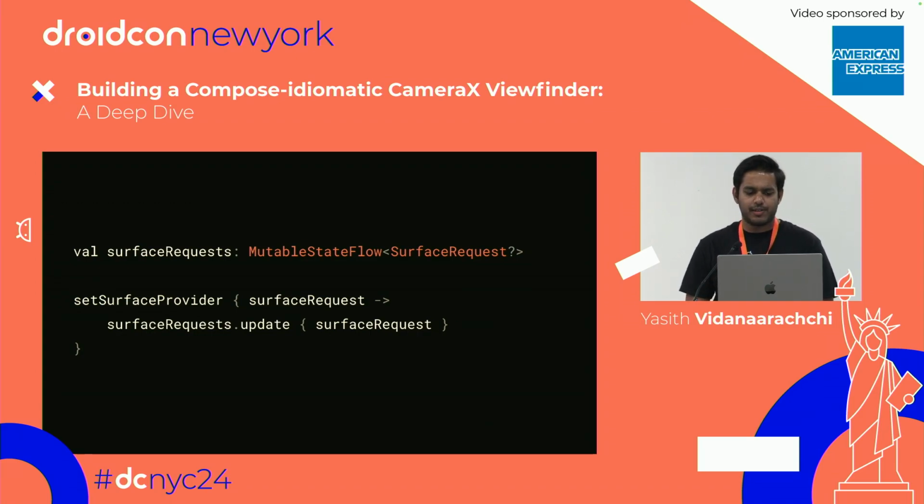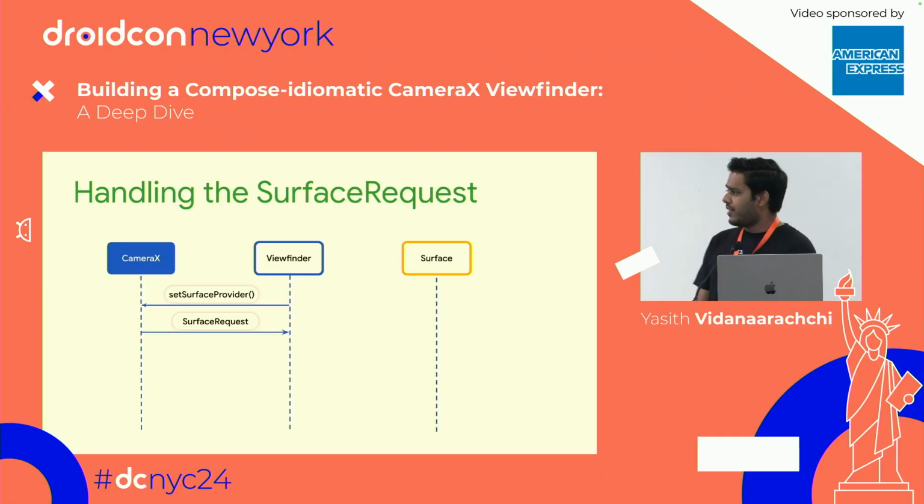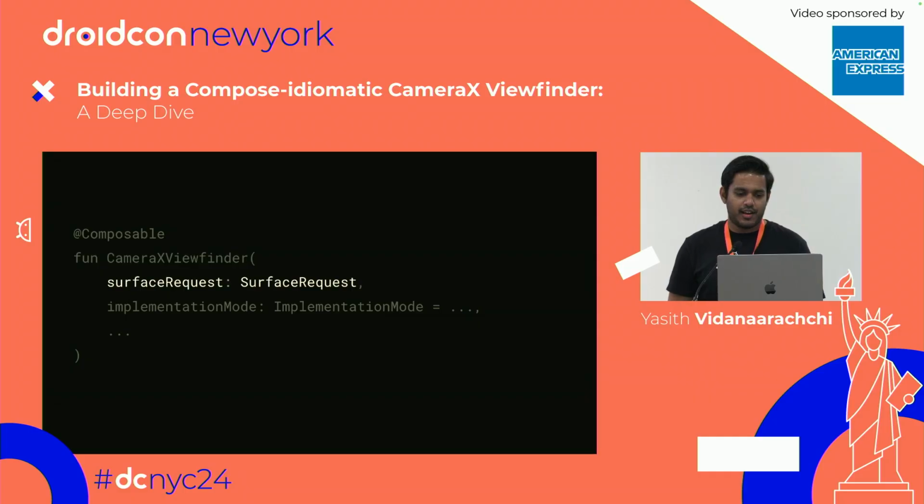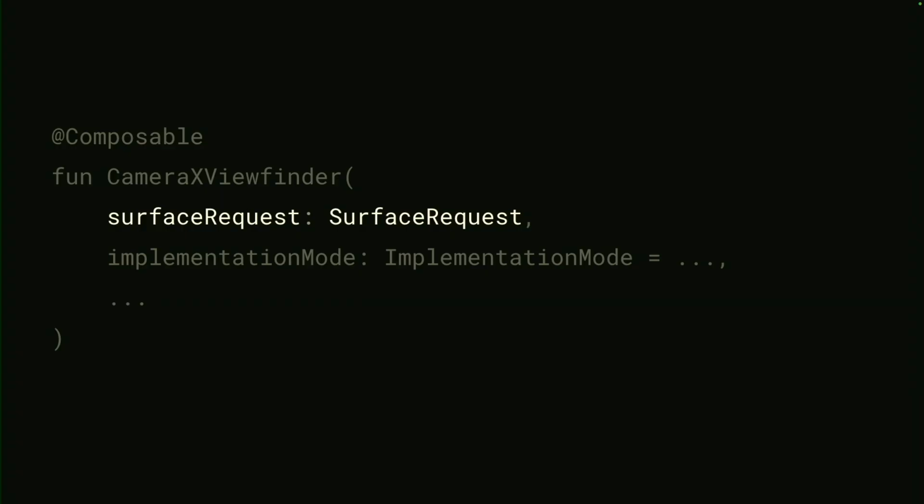We can do it like this. We can set the surface provider with the functional interface, and any surface requests we get, we can put into a state flow, and now we have a flow of surface requests that we can get from the camera. Next up, we have surface requests coming in, and we have to send them into the viewfinder. That's really easy with Compose. We create a composable and we just pass the surface request into the viewfinder. We'll talk about the implementation mode later. It's basically what type of surface we're using, either the surface view or the texture view.